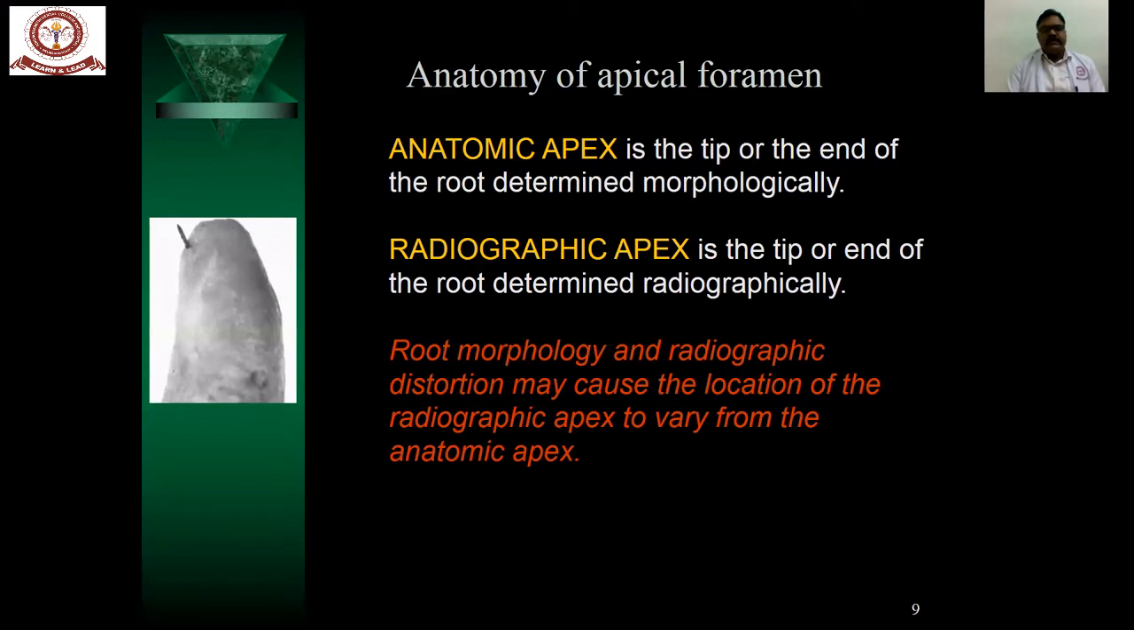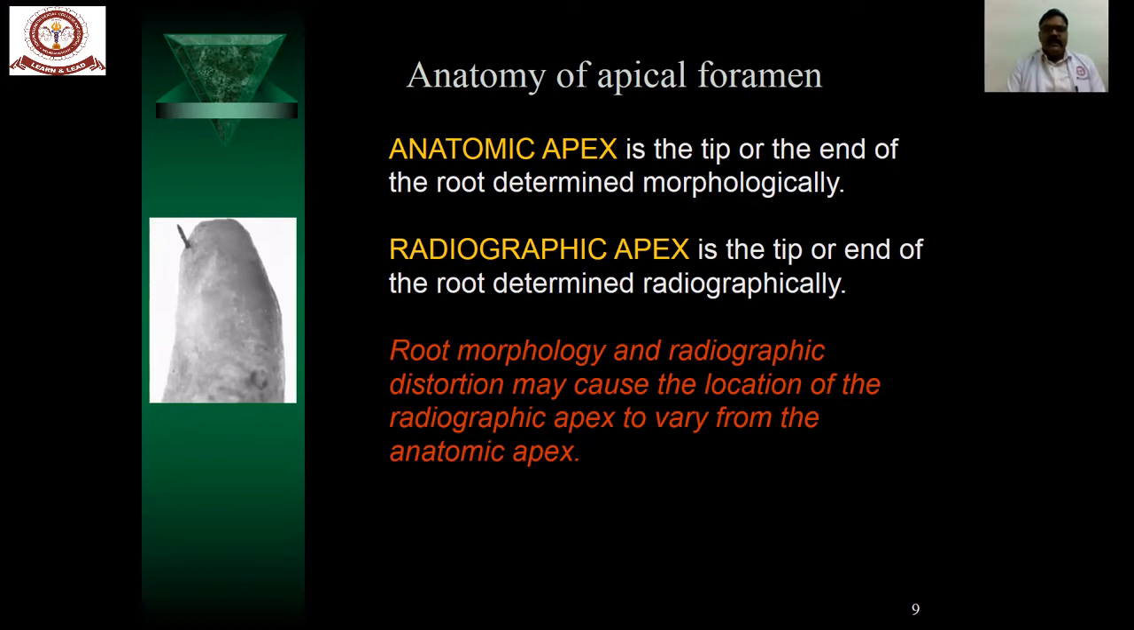The next important landmark or anatomy in root canal treatment is the apical foramen or apical third, you can say. So what is anatomic apex? It is the tip or the end of the root determined morphologically. This is called anatomic apex.